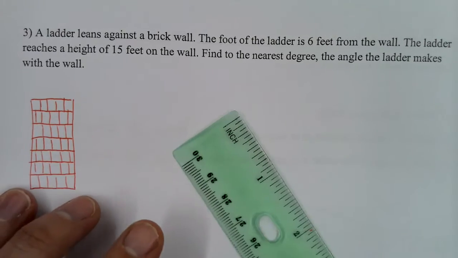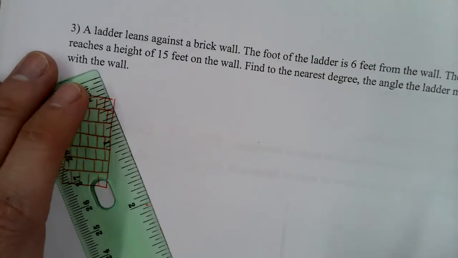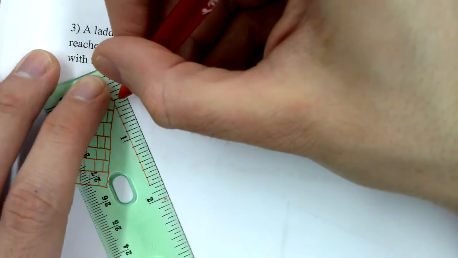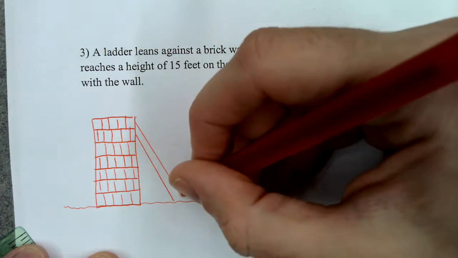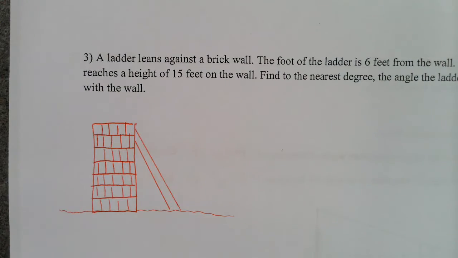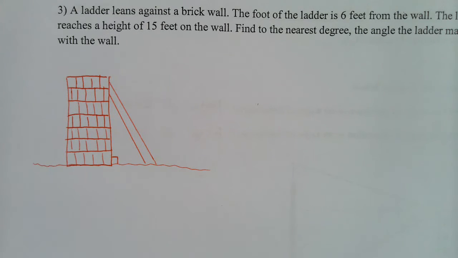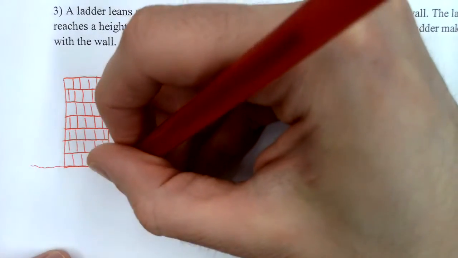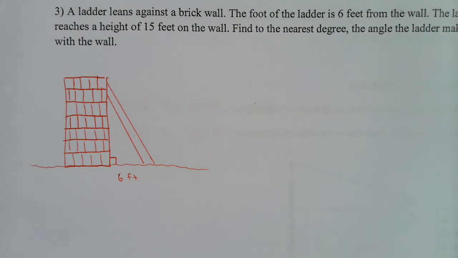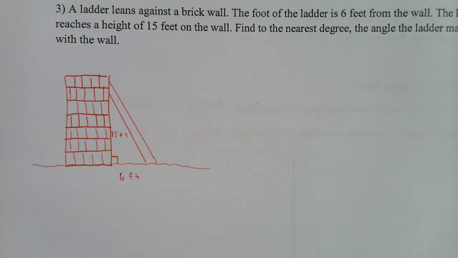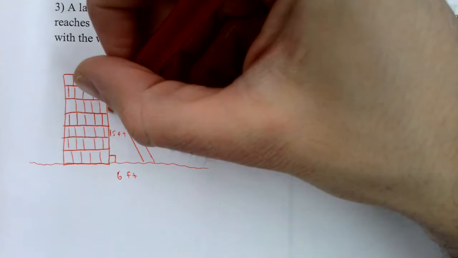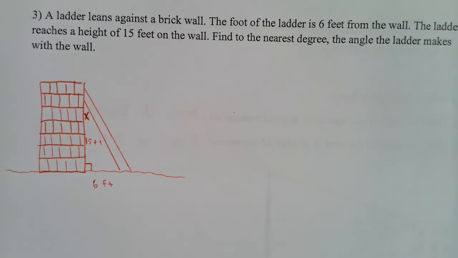Okay, here we go. And let me draw a ladder leaning up against it. Right angle. The foot of the ladder is 6 feet from the wall. So 6 feet from the wall, right there. Reaches 15 feet up the wall. 15 right there. And you want to find the angle the ladder makes with the wall, which is up here. That's the angle it makes with the wall right there. So I'll say tangent of x equals 6 over 15.